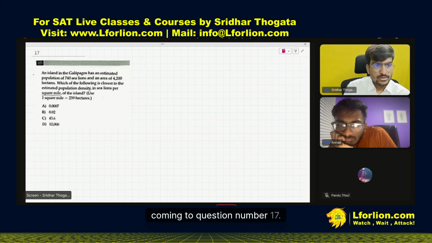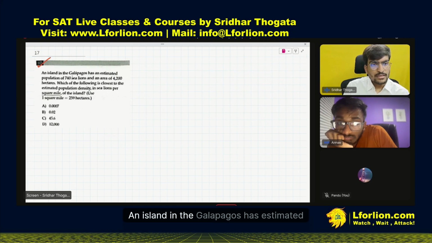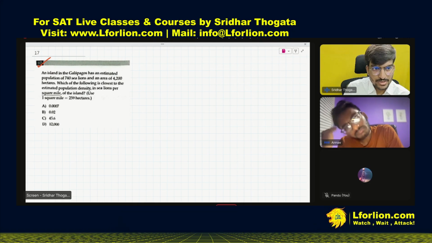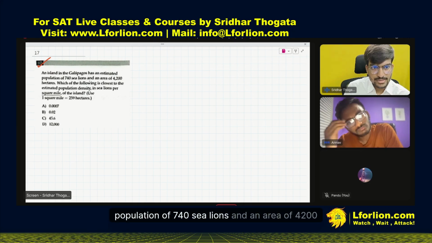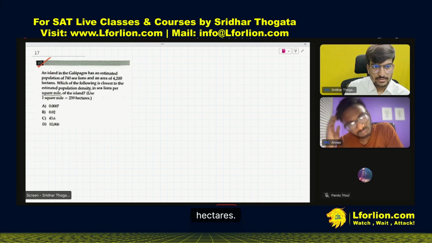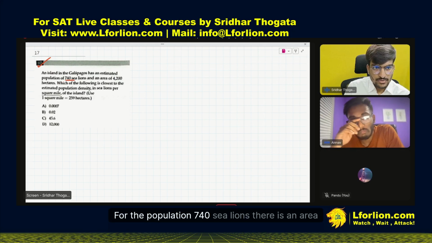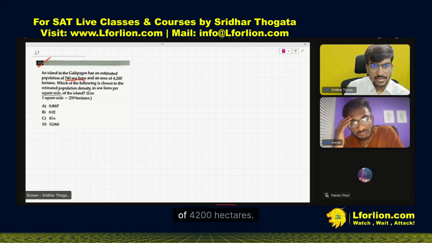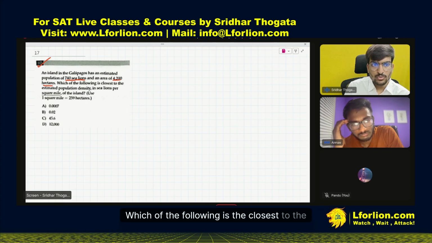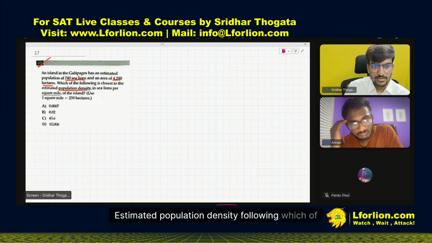Coming to question number 17, an island in the Galapagos has an estimated population of 740 sea lions and an area of 4,200 hectares. For the population of 740 sea lions, there is an area of 4,200 hectares. Which of the following is the closest to the estimated population density?